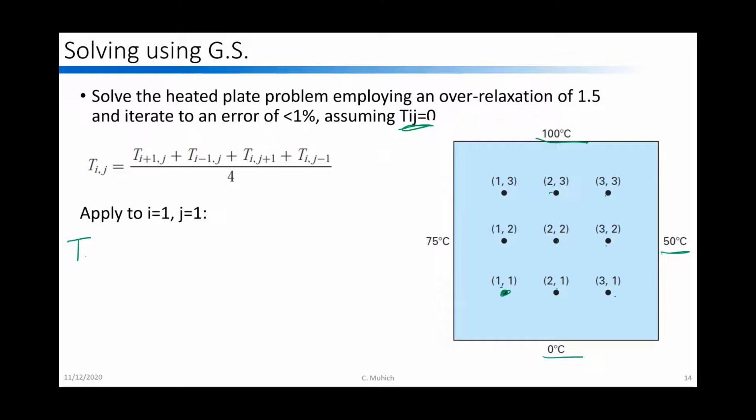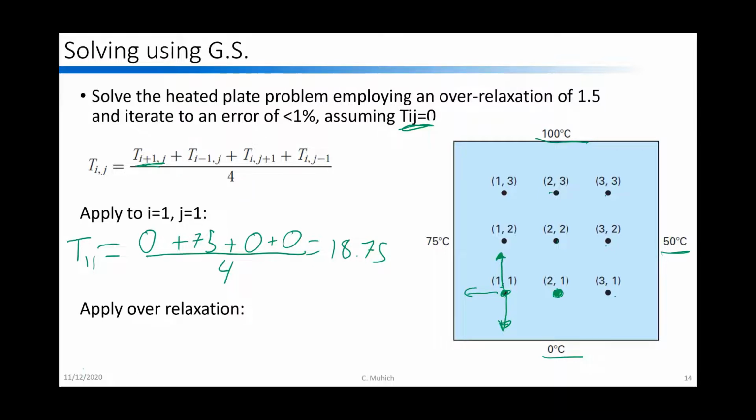So we can say that T11 is going to be, first I'm going to look to my right. So it's my temperature here, which is 0, plus my temperature to the left, which is 75, plus my temperature up, which is 0, plus my temperature below me, which is 0, all over 4. Okay, when I do this out, that's 18.75.